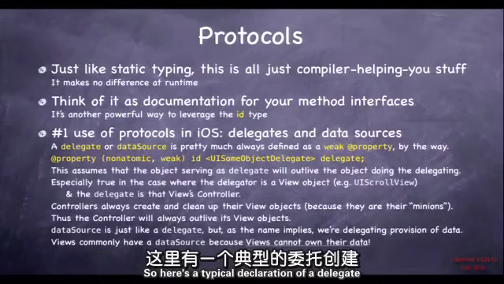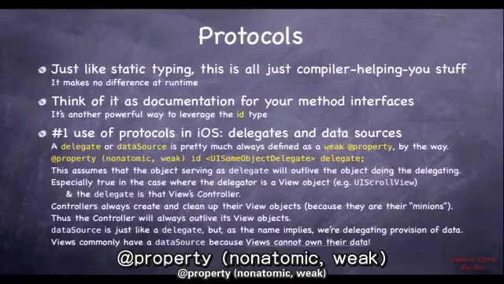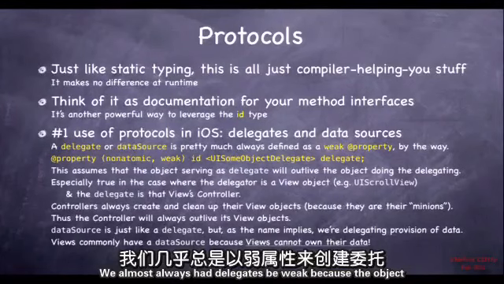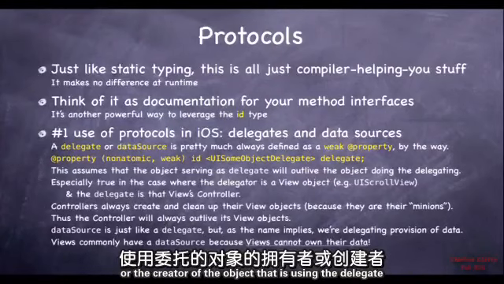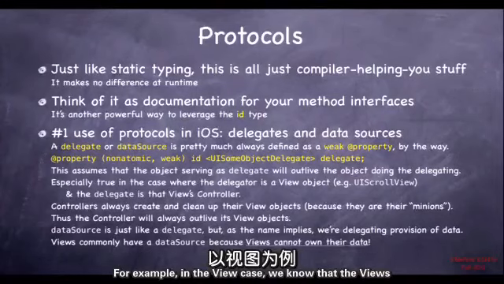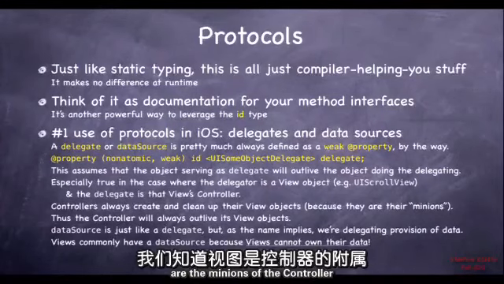So here's a typical declaration of a delegate. @property, nonatomic, weak. We almost always have delegates be weak, because the object that is being set as the delegate usually is the owner or the creator of the object that is using the delegate. For example, in the view case, we know that the views are the minions of the controller.